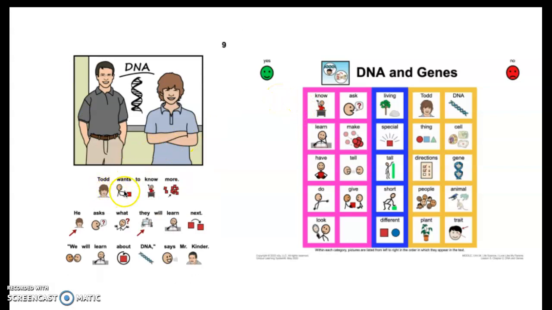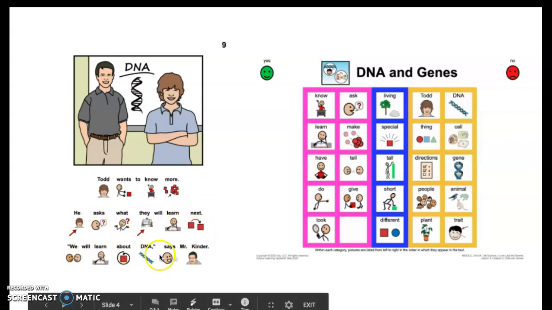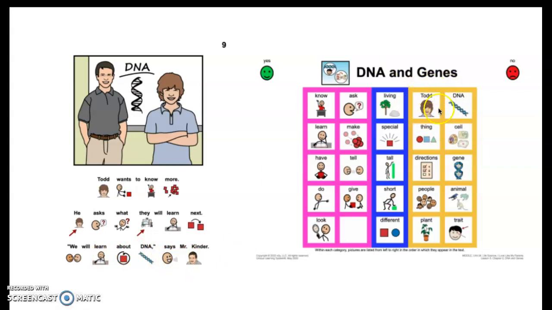Okay. Todd wants to know more. He asks what they will learn next. We will learn about DNA, says Mr. Kinder. All right, so our character is Todd, and he asked his teacher what they're going to learn next. And the teacher said, DNA. Can you touch DNA? Good job.